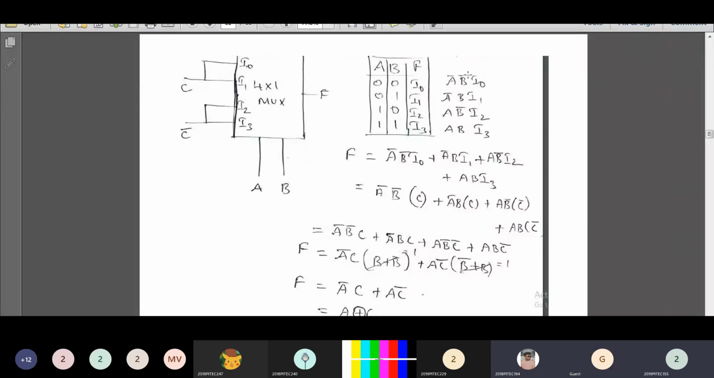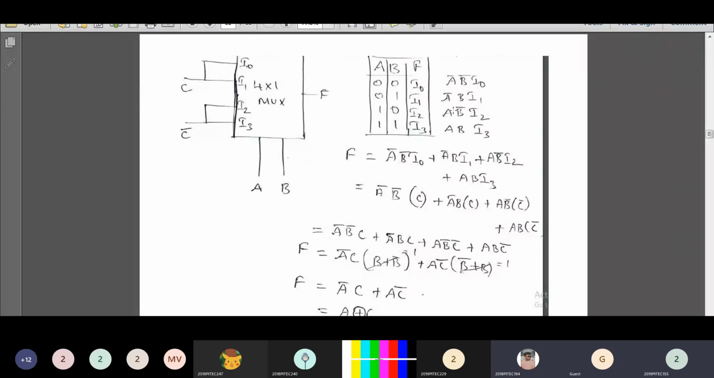The min-term combinations should be multiplied with the input lines. So you'll be getting A dash B dash I naught, A dash B I1, A B dash I2 and A B I3. These are all the output function. F is equal to A bar B bar I naught plus A bar B I1 plus A B bar I2 plus A B I3.